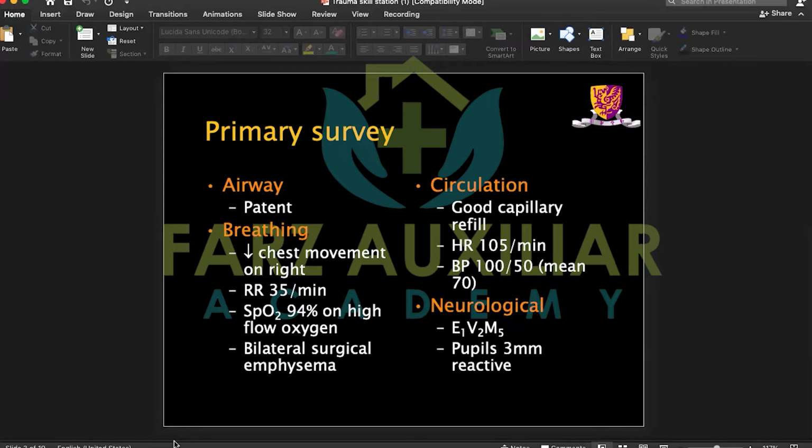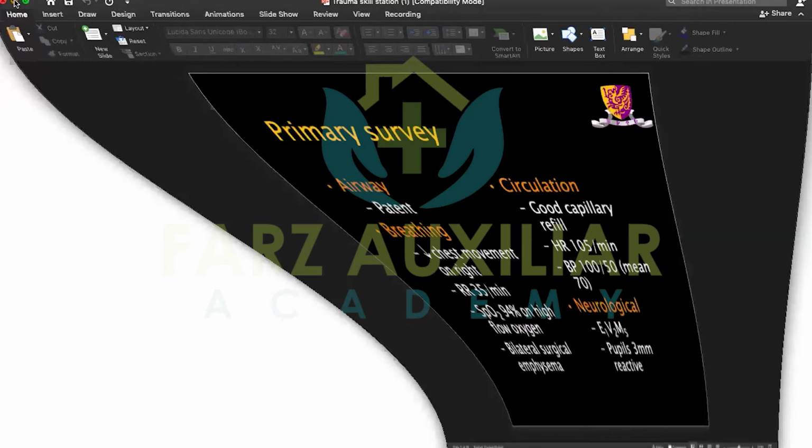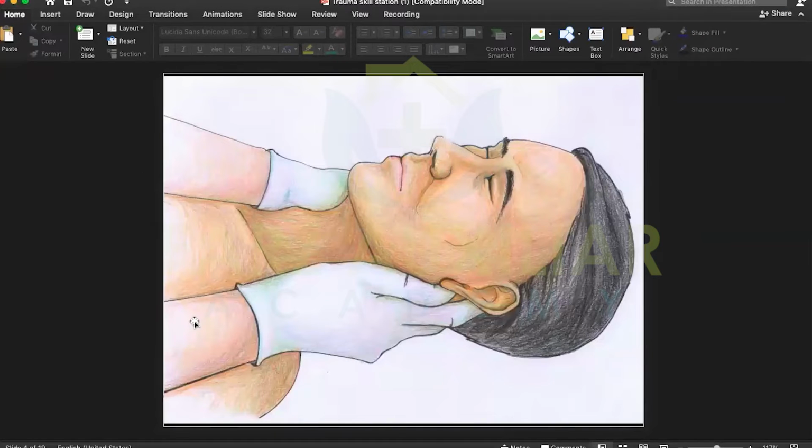In fact, now we have to look after the breathing because the breathing is an issue here. The chest movements are decreased on the right side, and the patient is tachypneic and desaturating. On the neurological examination, the GCS is 8 and the pupils are 3 mm and reactive. So this is the scenario. What could be the possible cause of his decreased breathing? Before securing the breathing, the most important thing is to secure the airway, because this patient's GCS is low.